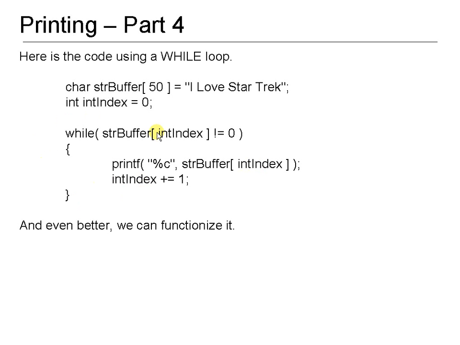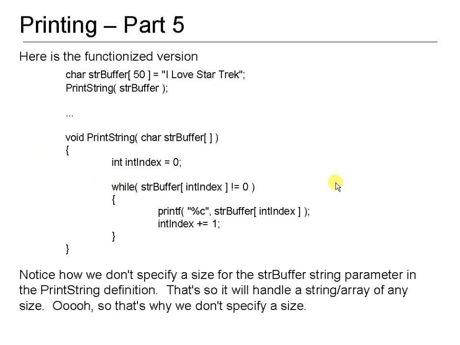For a limited time only, if you are one of the first 15 callers, you can have the functionized version of this code. So let's say somewhere in main we declare str buffer size 50 equals "I love Star Trek," and then we call print string and pass in the entire array. Down here in our code somewhere we have void print string. It will take a character array of any size. Notice we don't put a number in between the brackets, and we just have our same little loop code that will print that out one character at a time.